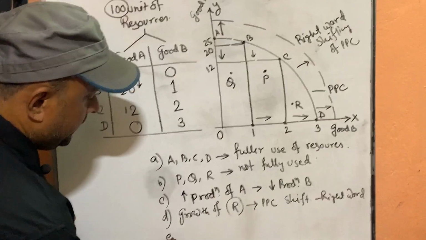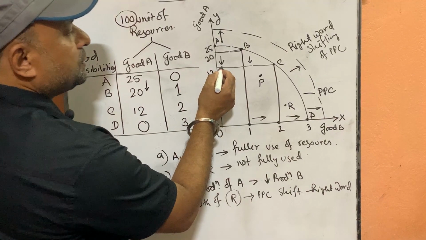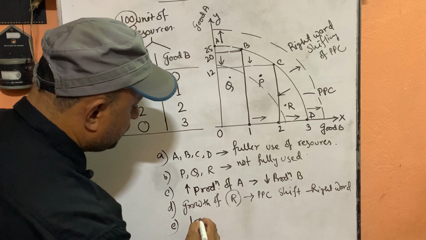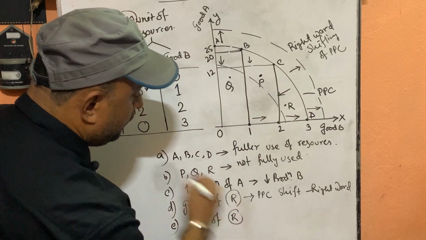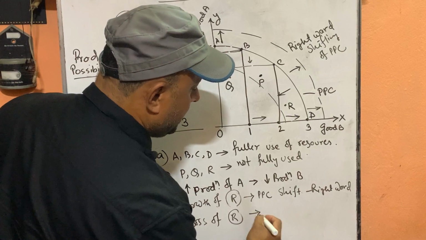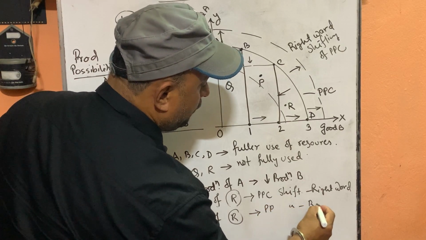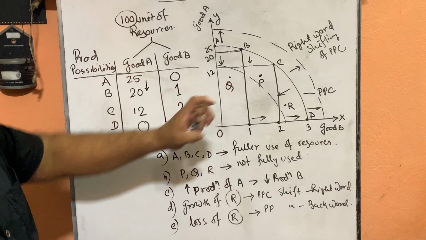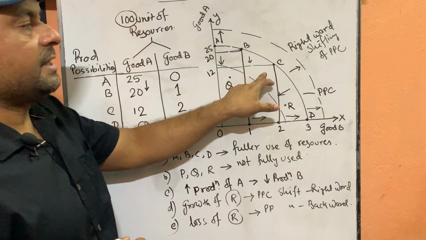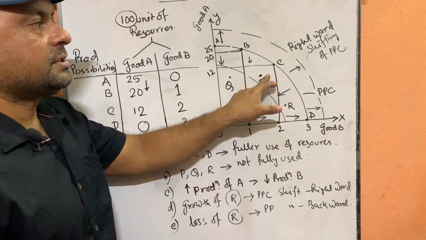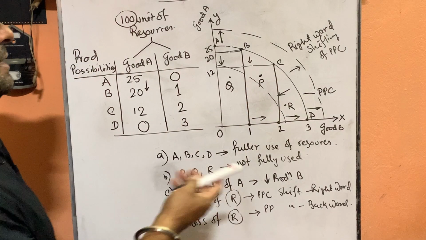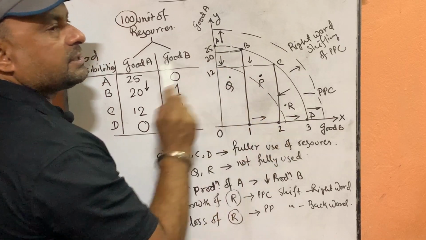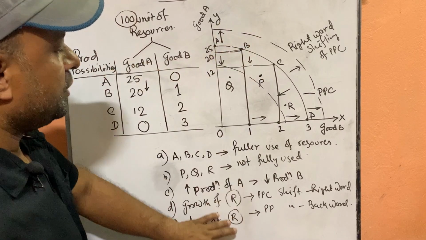Means if we can use better technology or in some other ways. Okay. Number E, PPC also can be shifted backward. When backward? When there is loss of resources. Loss of resources means, for example, due to natural calamities, if a lot of people died, resources reduced. Due to war, if some industry is destroyed, then also our resources will fall. At that time production of both goods will fall simultaneously, and our PPC shifts backward.